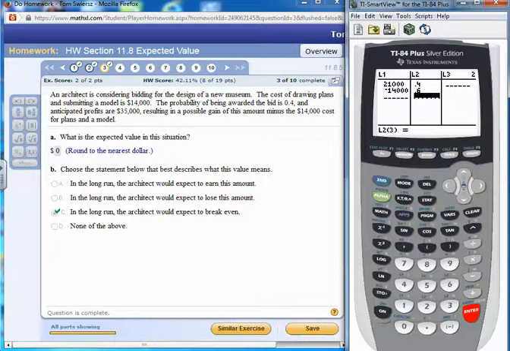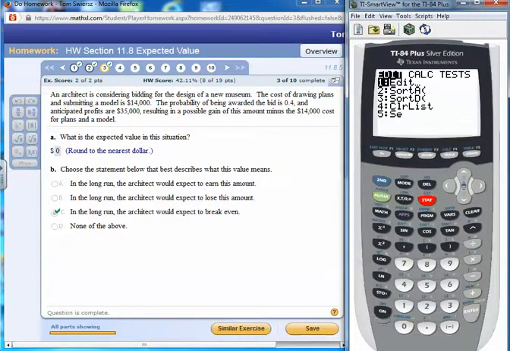Okay? Now we can go back to the stat key, go over to calculations. We're always going to do one variable. Even though we have 2 lists, it's only one variable. It's only an architect bidding on a design of a new museum. So it's always one variable, so all you have to do is hit enter because it's already highlighted.